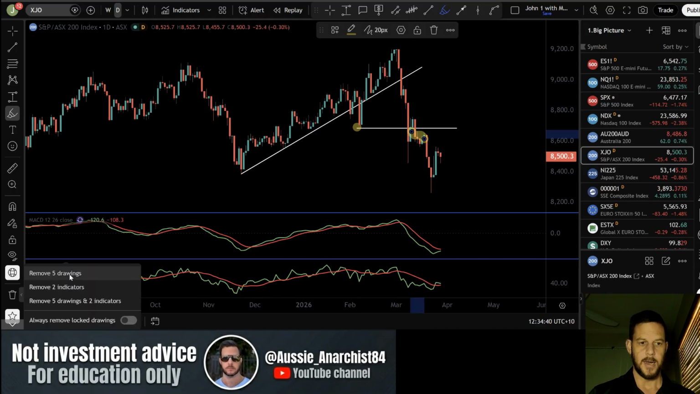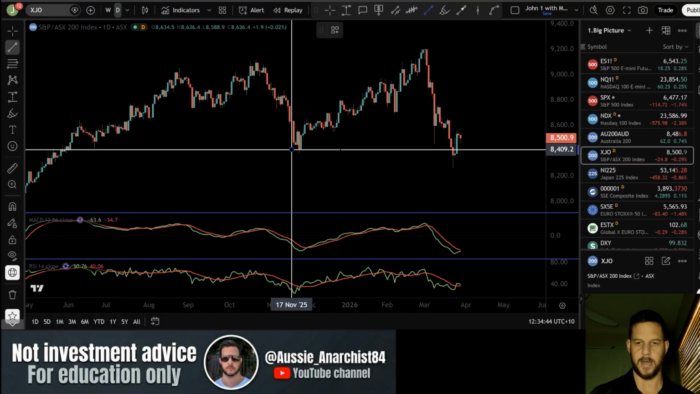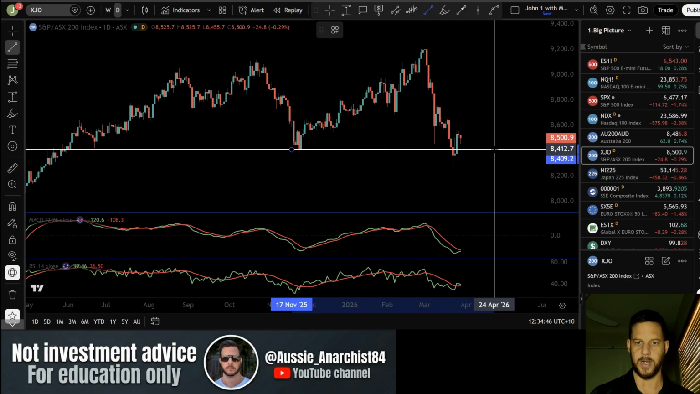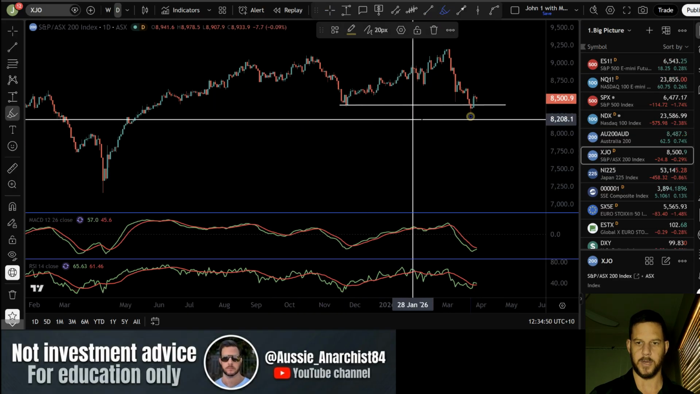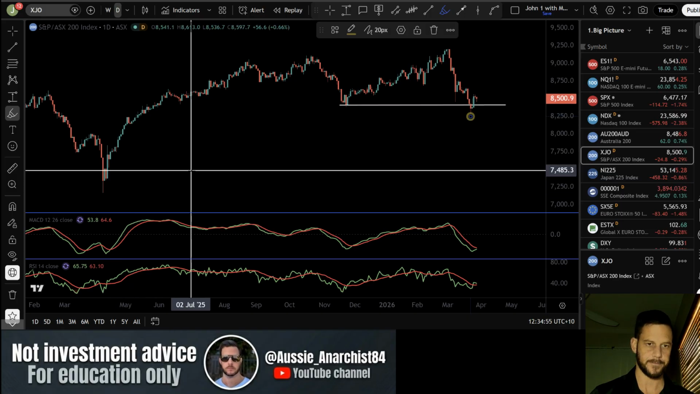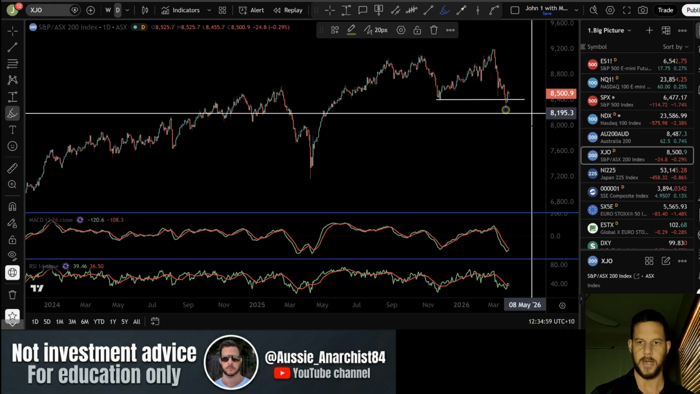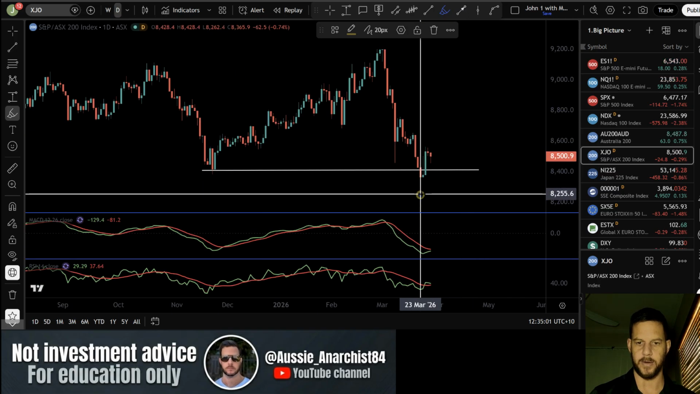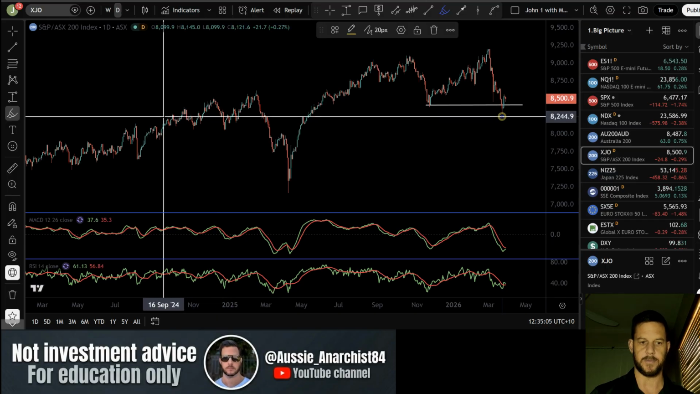But what would be concerning is the Aussie market, now it's above this level currently, but it did make a fresh low, and that was the lowest price since May of 2025. And if we go back further, we can see that the Aussie market on the 23rd of March traded at the same price level, really, from September 2024. So it wiped out almost 18 months of gains.